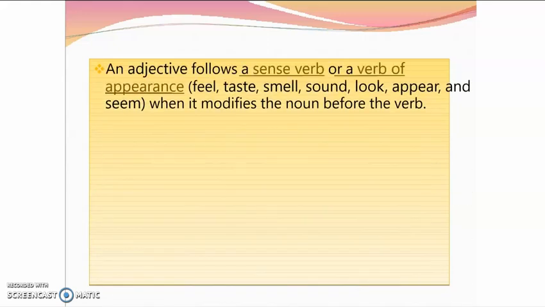Remember that an adjective follows a sense verb or a verb of appearance, such as feel, taste, smell, sound, look, appear, and seem, when it modifies the noun before the verb. For example, when I say, my mom's food smells delicious, here the adjective is delicious, which modifies my mom's food. Another example.